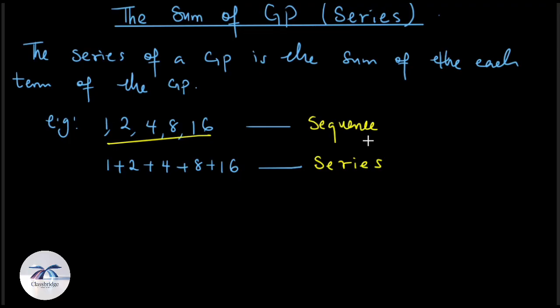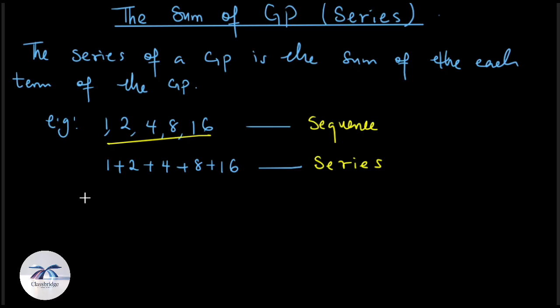This is a sequence, that is, a geometric sequence. Then the series of this sequence is the sum of each term of that sequence, and it is called a series: 1 plus 2 plus 4 plus 8 plus 16. Series has to do with the sum of terms.